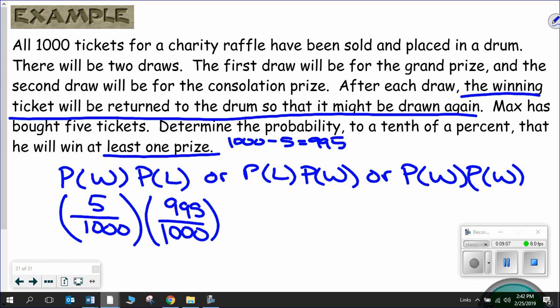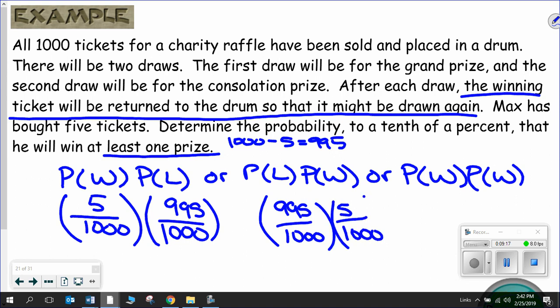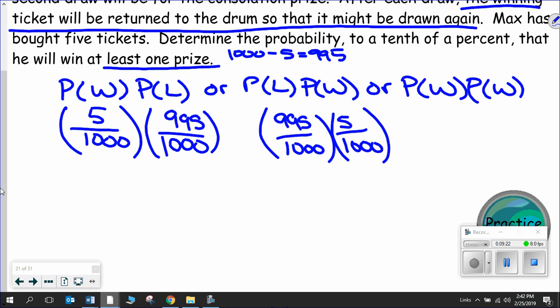Or he might lose the first one, so 995 out of 1,000. And then there are 5 tickets that he would win if that ticket gets put back in, so there are still 1,000 left to pick from. Or he simply could win both. So 5 out of 1,000 he wins. That one gets put back in. So 5 out of 1,000 he wins the next one.